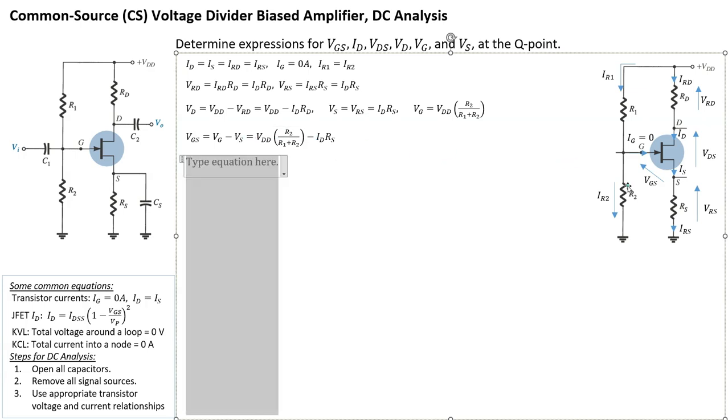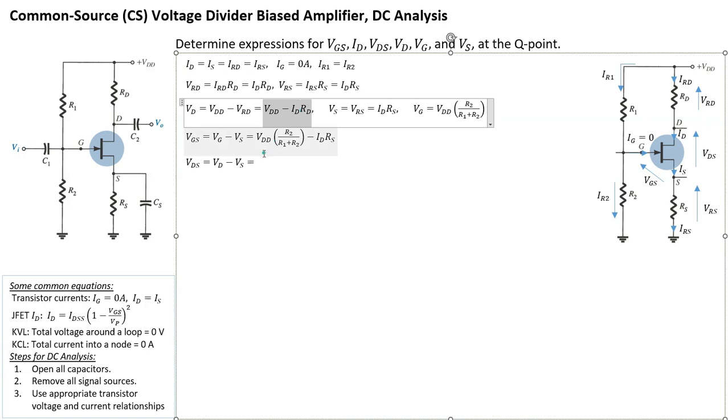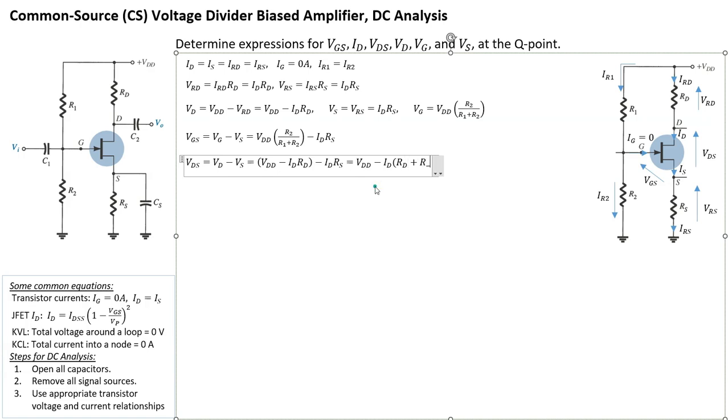And finally, for VDS, it's simply VD minus VS. VD is this expression here, minus VS. VS is this expression here. Okay, so we can factor ID together. So that's VDD minus IDRD minus IDRS. So we can write it as VDD minus ID, and then in brackets RD plus RS. All right, so that's the expression for VDS.